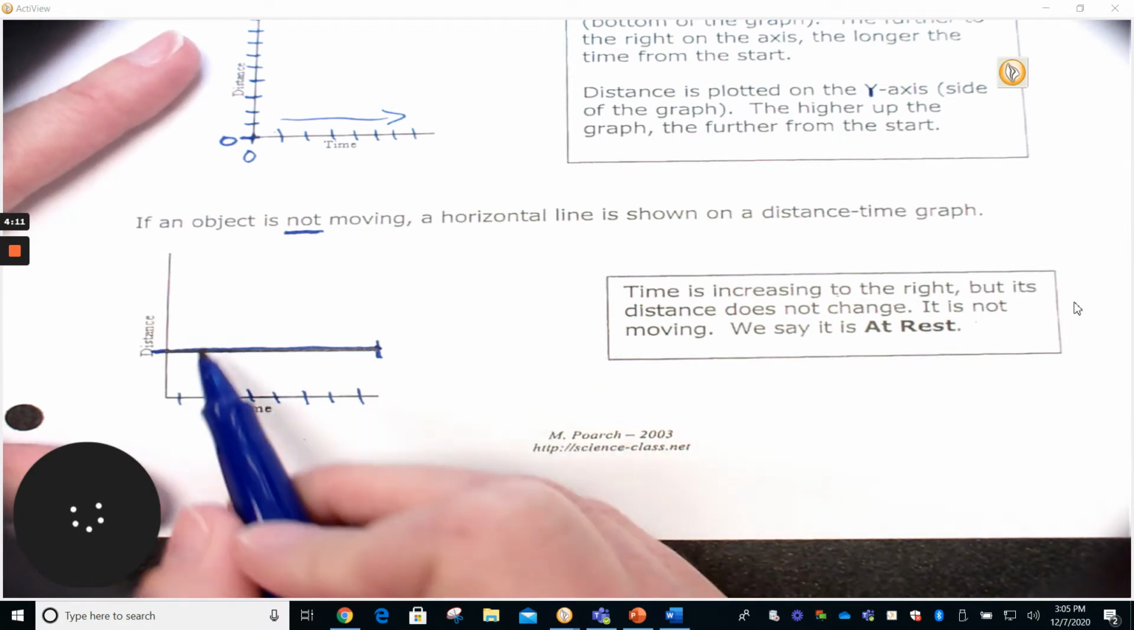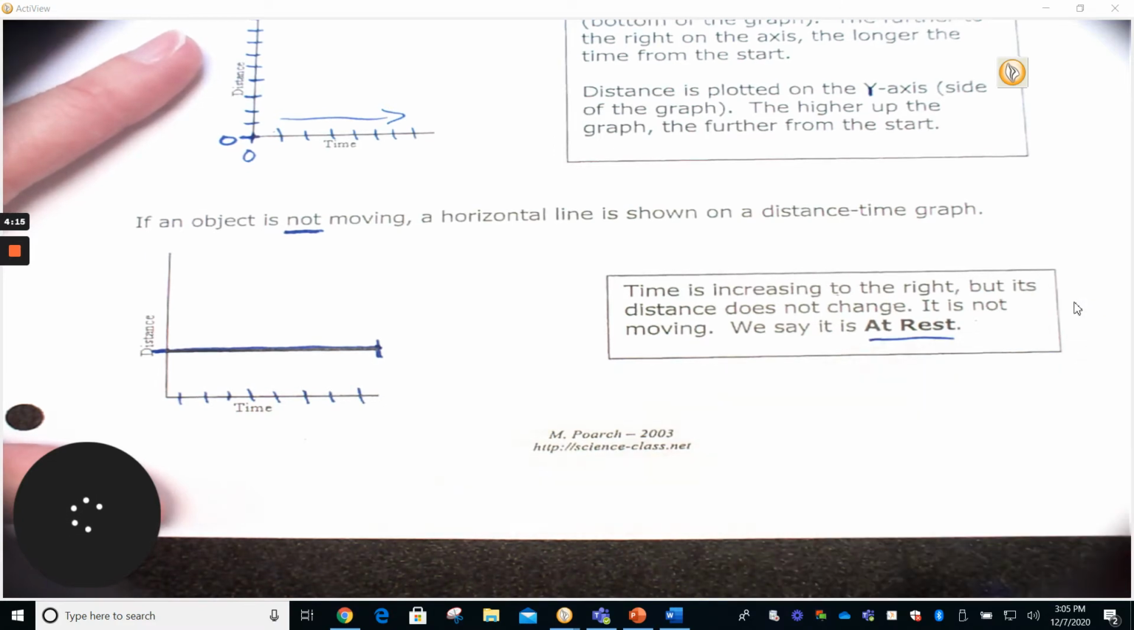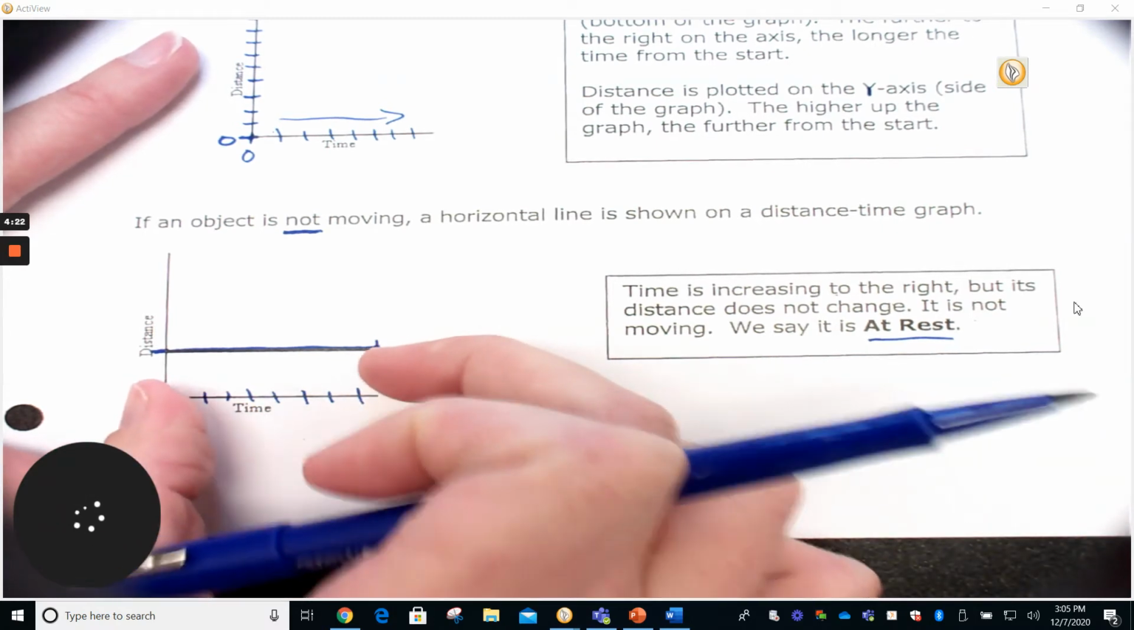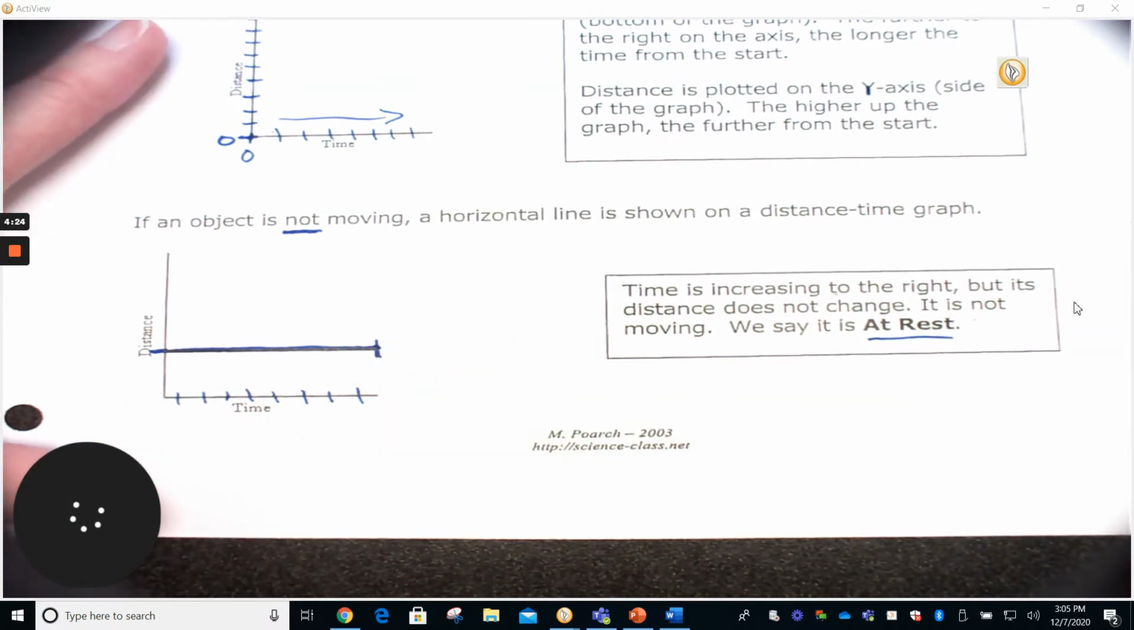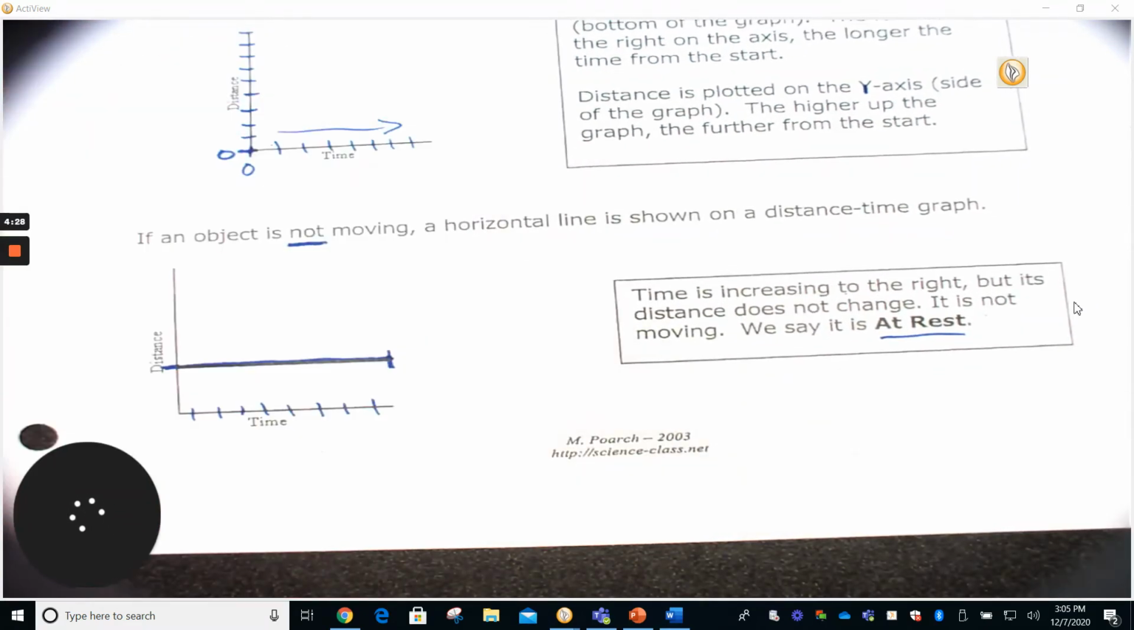So we say this horizontal line, that's at rest, okay? So when we're reading these distance time graphs, if you see a spot that's got a horizontal line like this right here, that's where it'll be at rest, okay? So I'm going to flip our note page over here.